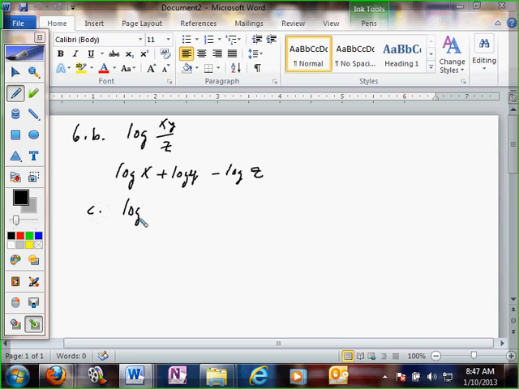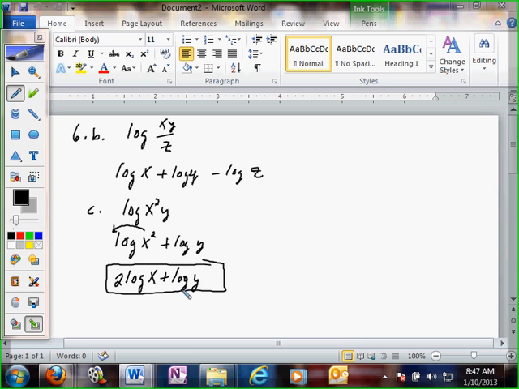I've got log base 10 of x squared y. So first thing I'm going to do is I'm going to separate or expand this multiplication here between x squared and y with addition. So I have log base 10 of x squared plus log base 10 of y. And then utilizing my power rule, this power of 2 becomes the coefficient here of log x. So I have 2 log x plus log y. That's my answer, completely expanded.